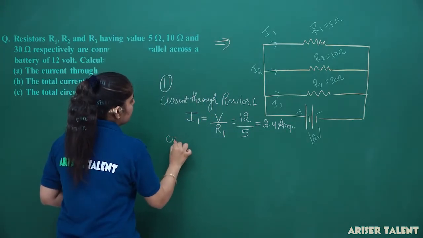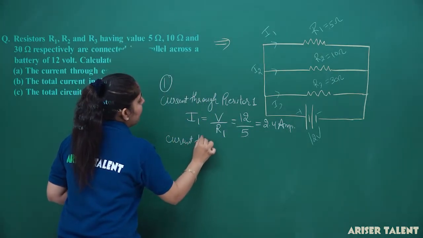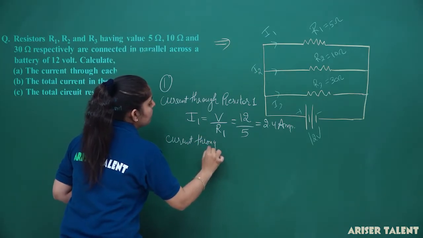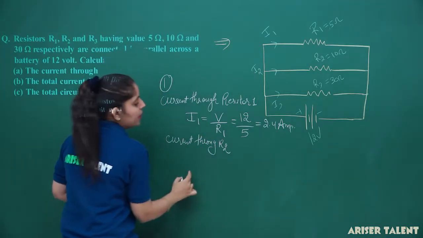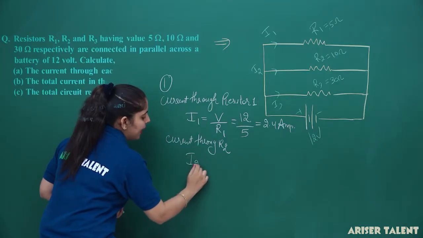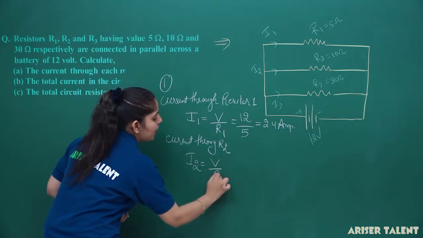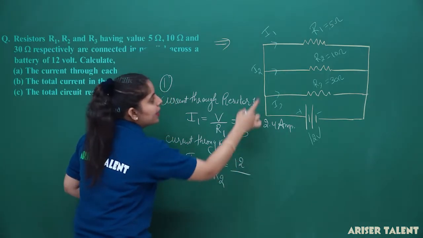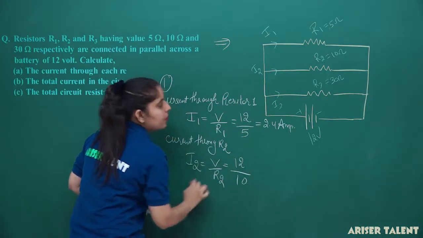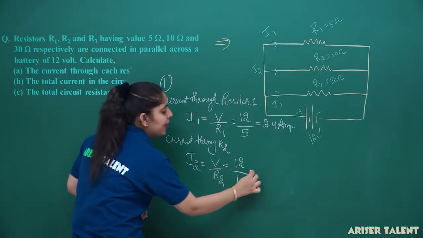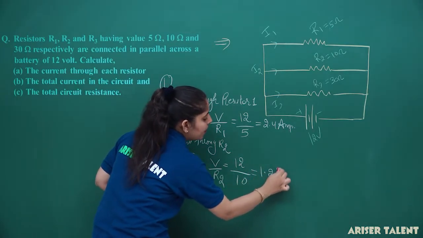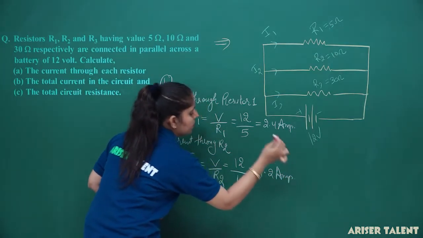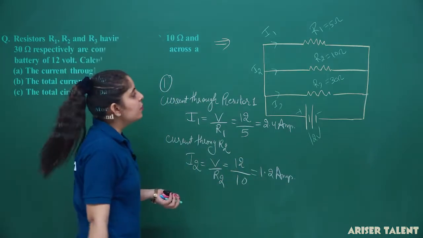Second is current through resistor 2. Current through resistor 2 is I2 and again it is V upon R2. What is the value of V? V is 12 volt and R2 is 10 ohm. 12 divided by 10 will give you 1.2 ampere. So, this is the current through resistor 2.